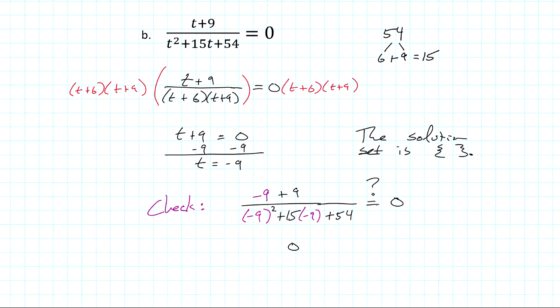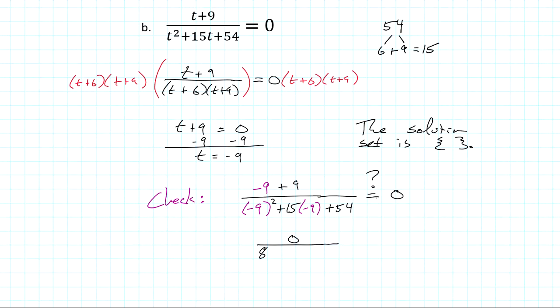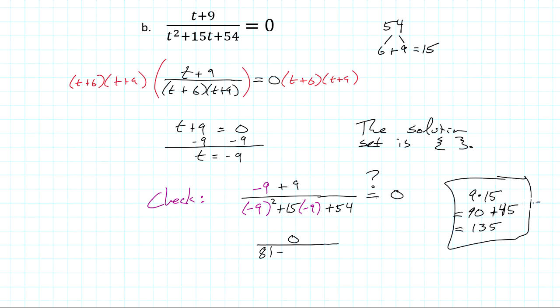So when I do this, I'll get a 0 on top. Minus 9 plus 9 is 0. On the bottom, we'll have 81 minus 9 times 15. Let's just do this. So 9 times 15. This equals 90 plus 45. So 90 plus 45. 9 times 10 is 90. 9 times 5 is 45. And this is 135. This is how we would do this in our brains.